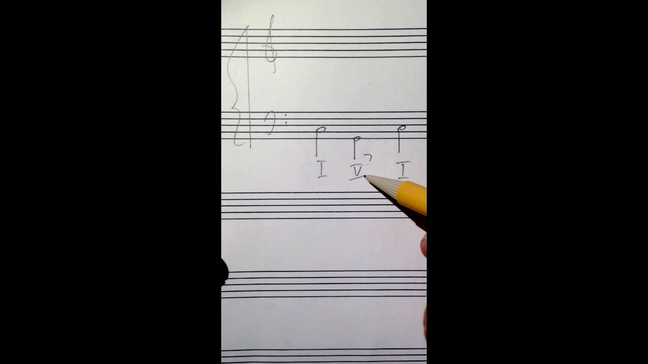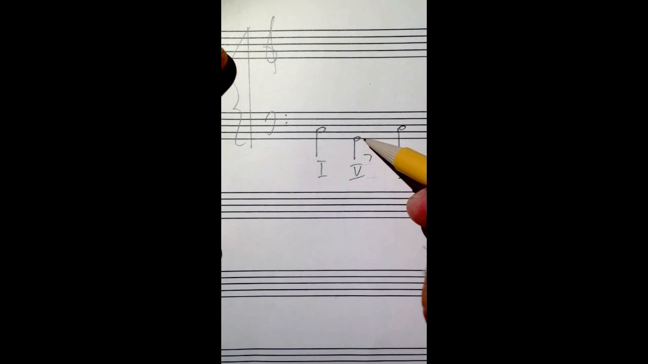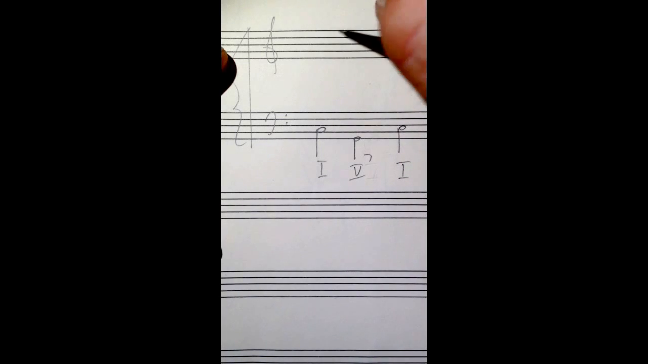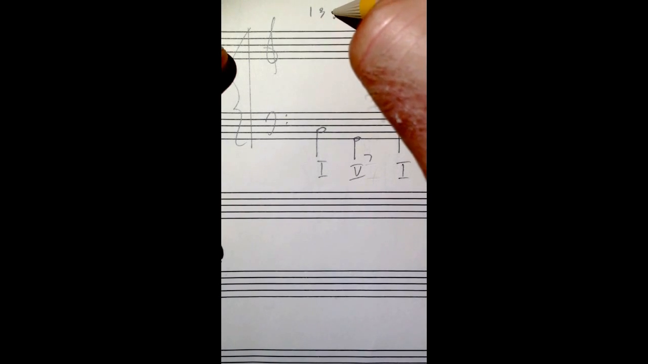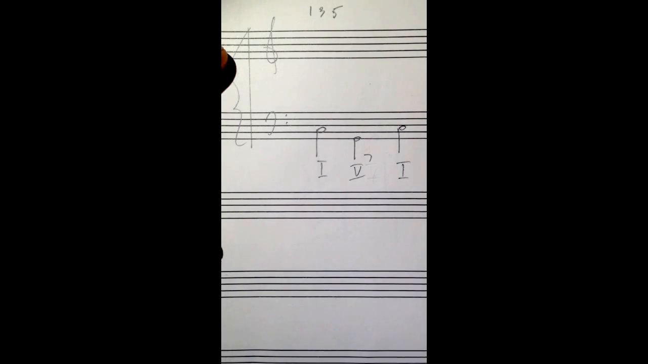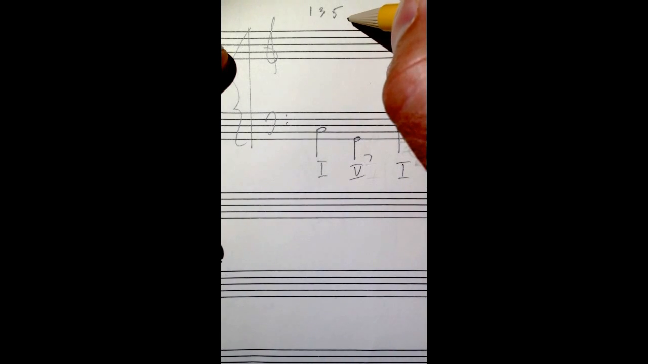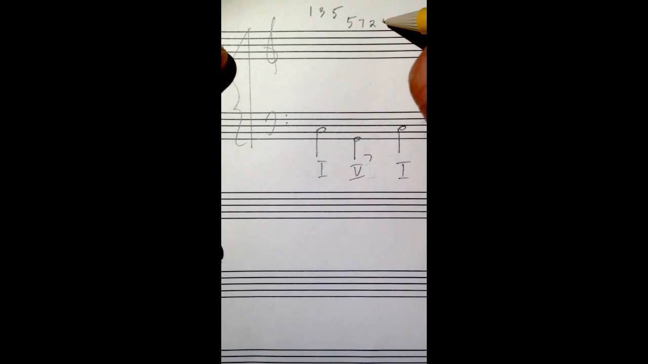Here we have our 5/7 chord in the key of C. Bass note is a G. And here we have our 1 chord. Again, a 1 chord has scale degree 1, it has scale degree 3, and it has scale degree 5. Now your 5/7 chord, that chord has scale degrees 5, 7, 2, and 4.